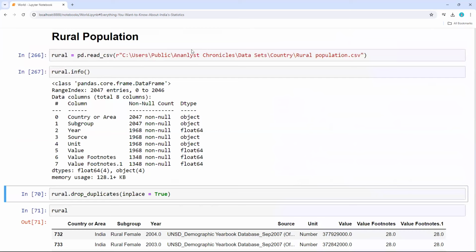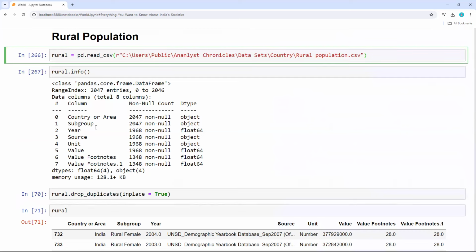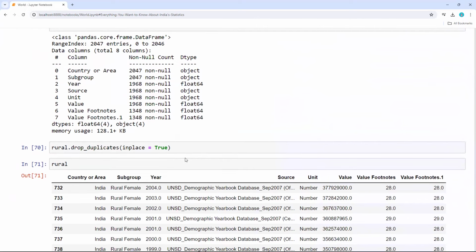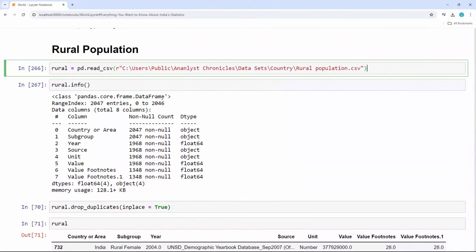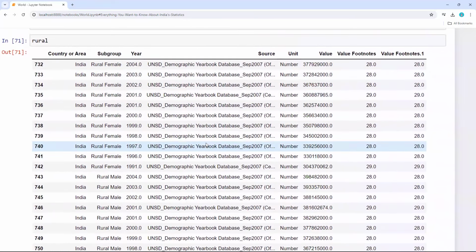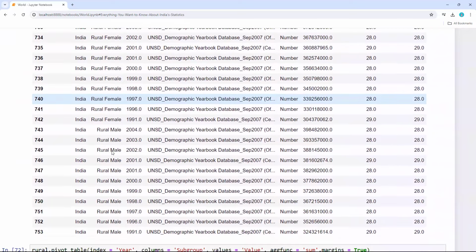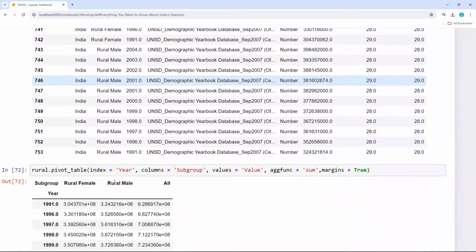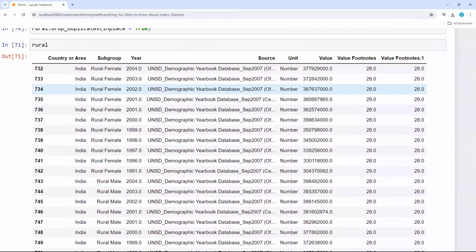So this is my rural world data set, where I have subgroup and year. These are all the basic information about the data set. If I wanted to look at the data only for India, this is for India. You can see in India we have subgroups: rural female, rural male. Oh, sorry, only two. And the female population as of 2004. I think the latest data we have is only for 2004. This is the source of the data set, the UNSD demographic yearbook. I collected this from the World Bank data website.